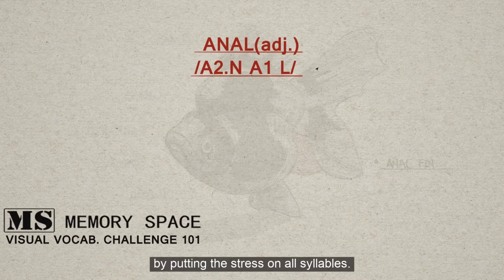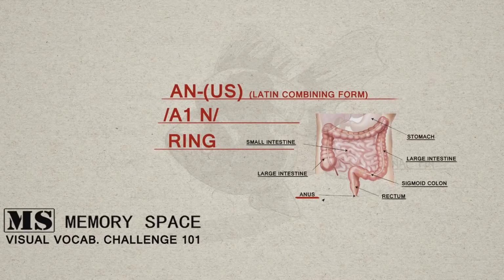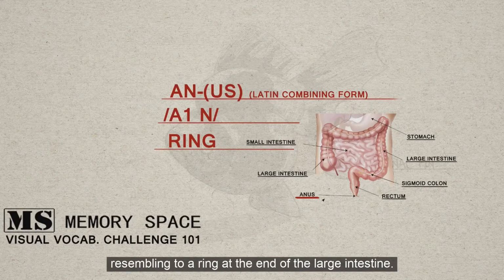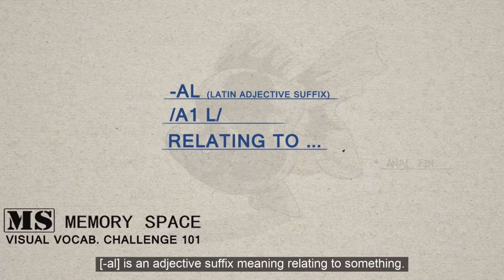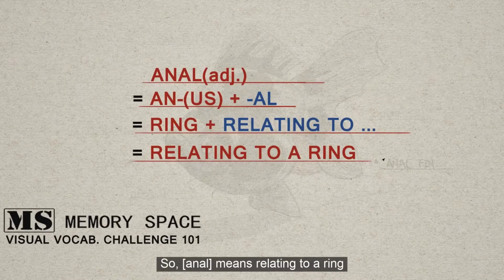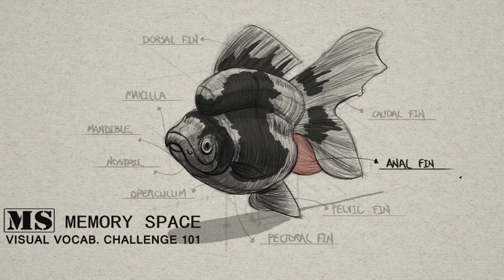all syllables. An is a combining form meaning a ring. So anus is an opening resembling to a ring at the end of a large intestine. L is an adjective suffix meaning relating to something. So anal means relating to a ring. And an anal fin is a fin relating to anus.